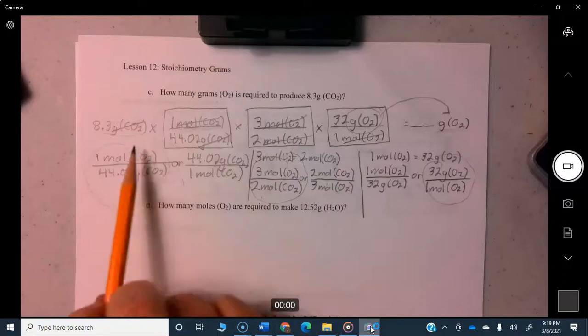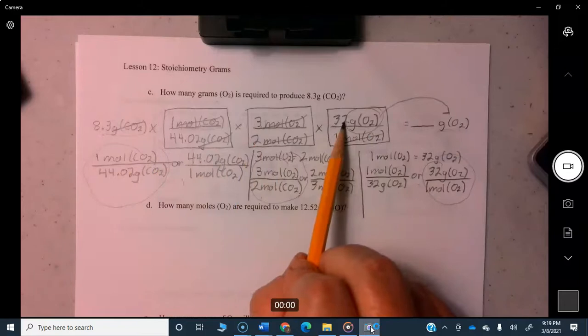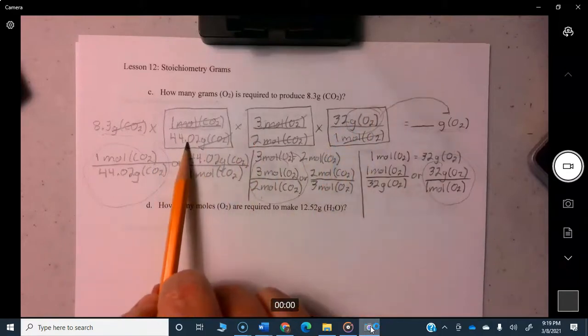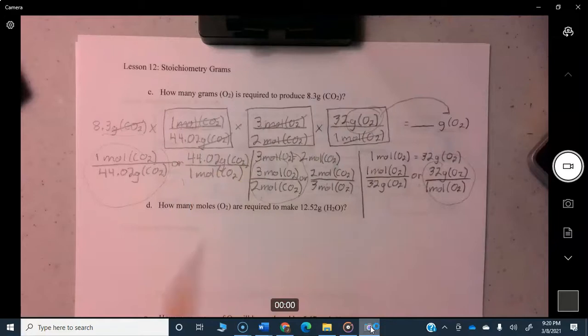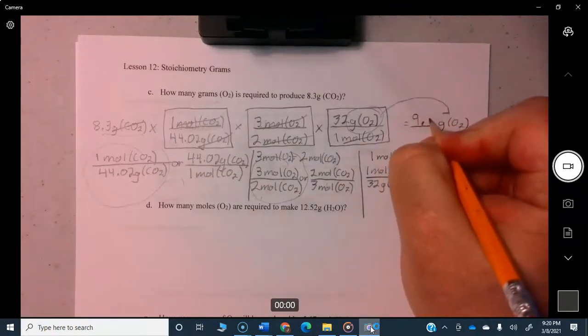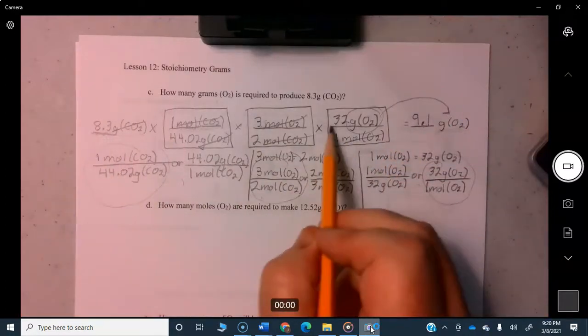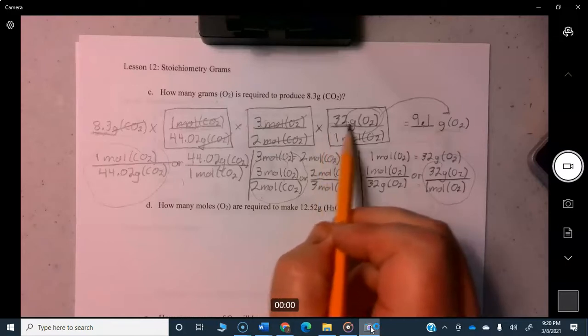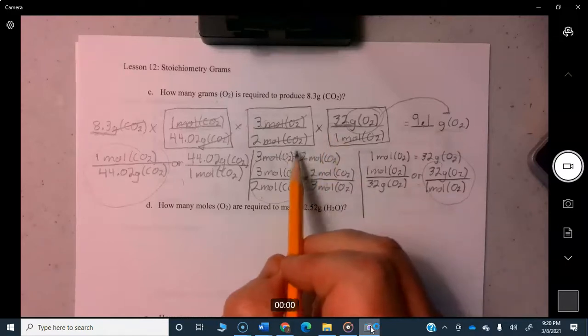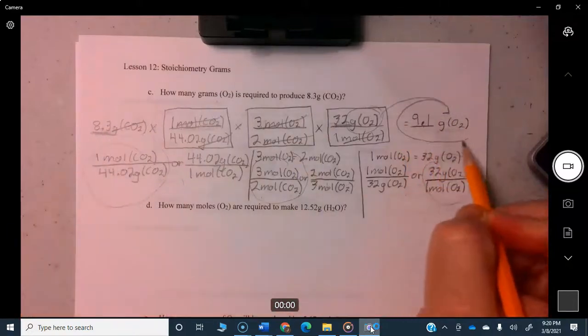So now to get the answer, it's 8.3 times 1 times 3 times 32 divided by 44.02 divided by 2 divided by 1. Let's go ahead and do that one. And I get 9.05, we're going to round it to 9.1 because we're limited to two significant figures because of that. And that was actually 4. I just abbreviated by cutting off the 0.00. So that's our limiting significant figures. So there's our answer right there.